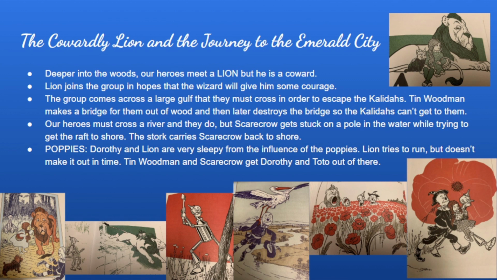Now we get to the poppy field. Lion, Dorothy, and Toto are super sleepy due to the influence of the poppies, but since Scarecrow and Tin Woodman technically aren't living, they are not affected. Scarecrow and Tin Woodman manage to get Dorothy and Toto out while they're still sleeping, but Lion is unable to escape and he falls asleep near the edge of the poppy field.